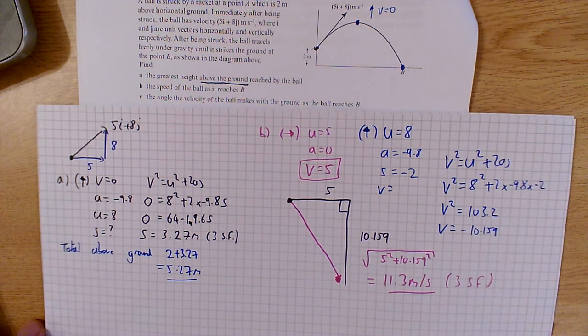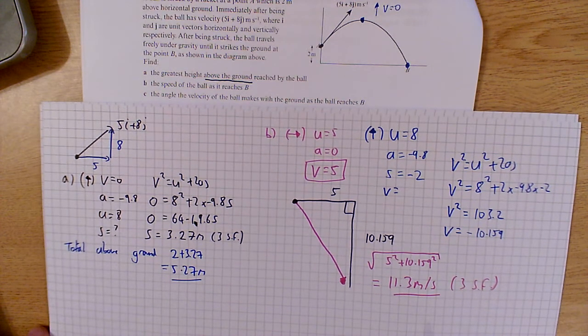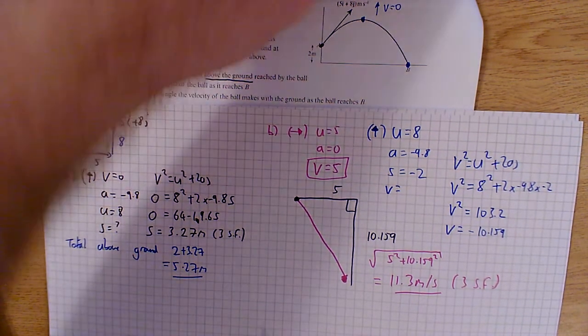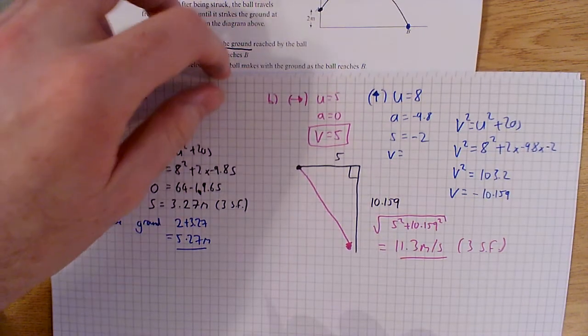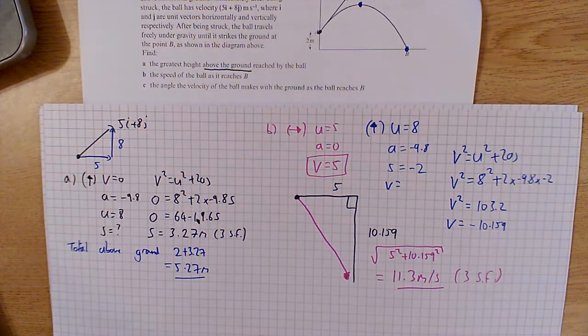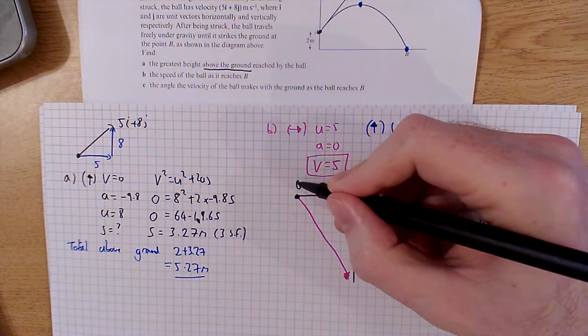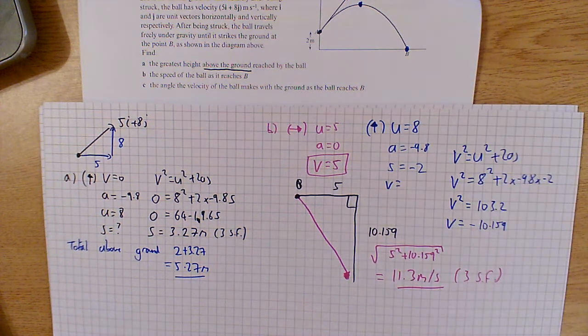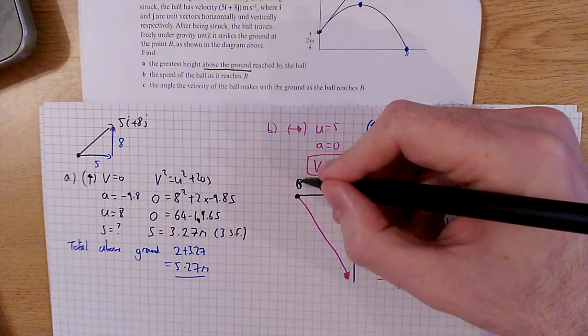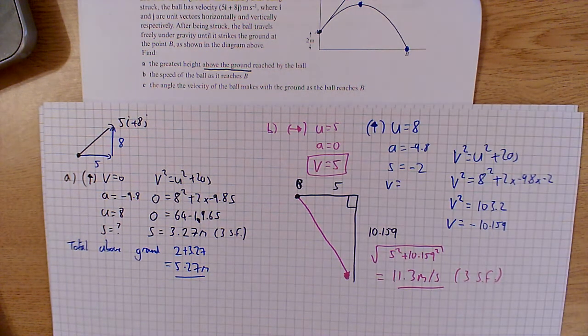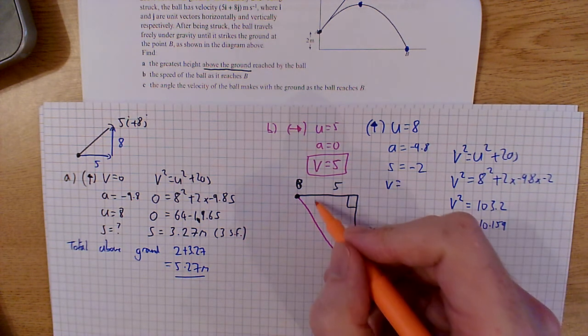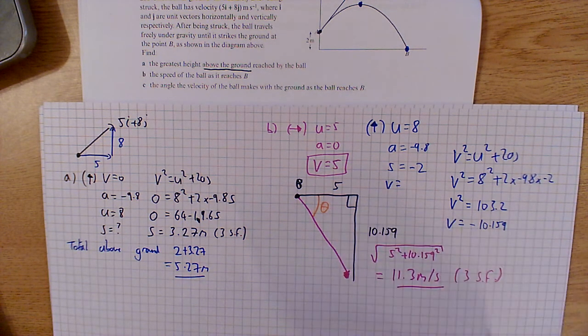The final part of the question, part C, just asks you to find out the angle the velocity of the ball makes with the ground as the ball reaches B. Luckily I've already got my picture here. This is the ball reaching B, and this is the direction that it's travelling at. So if I've got B here, all we're going to do is look for the angle. This is the ground. The 5 is the ground, the horizontal distance. So we're looking for theta here.